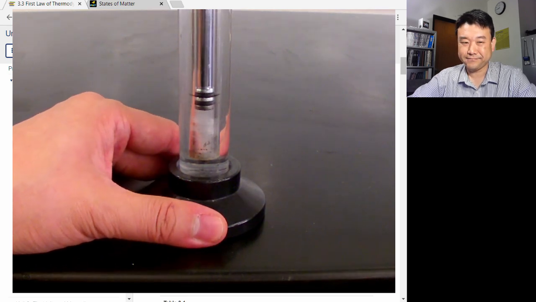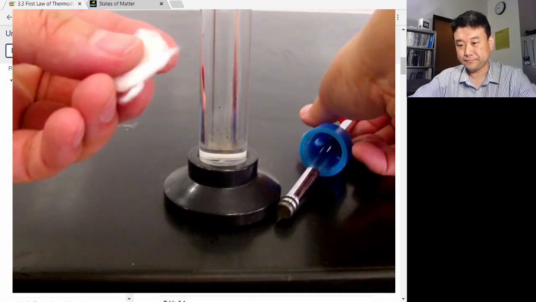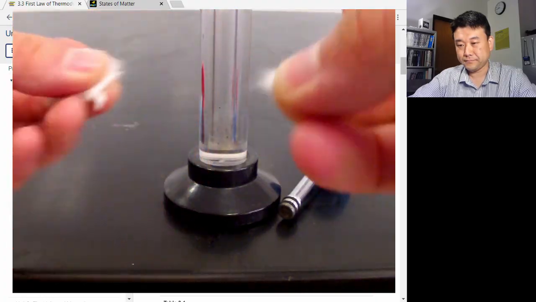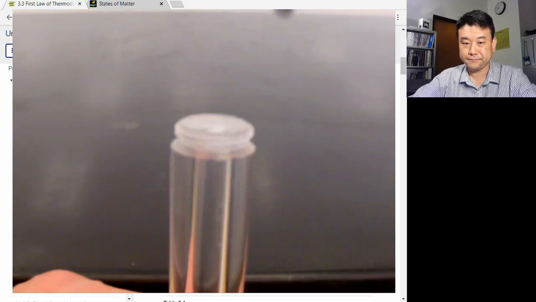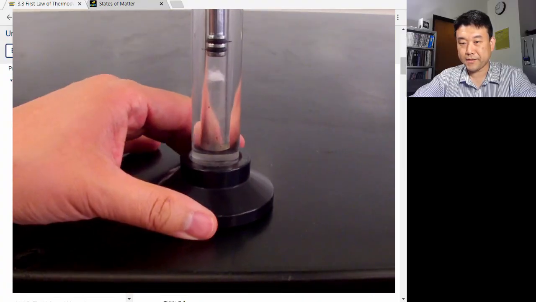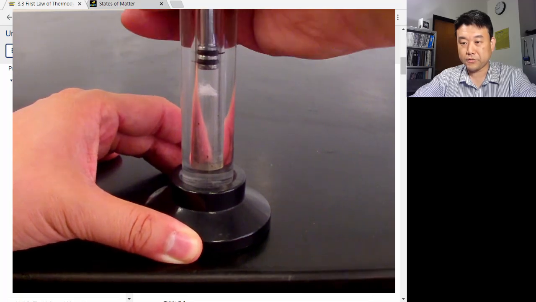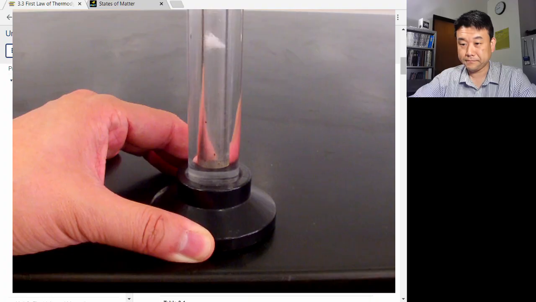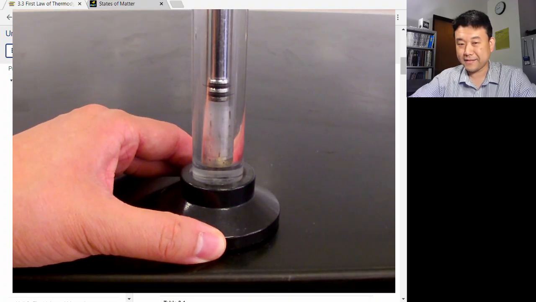Ignite. Let me try the second time. Another small piece of cotton. Push it down again. And then I'm going to suddenly compress it again. And it ignites again.